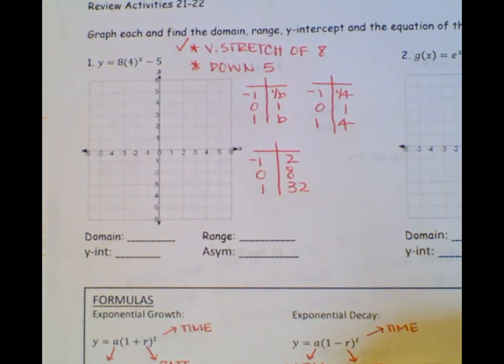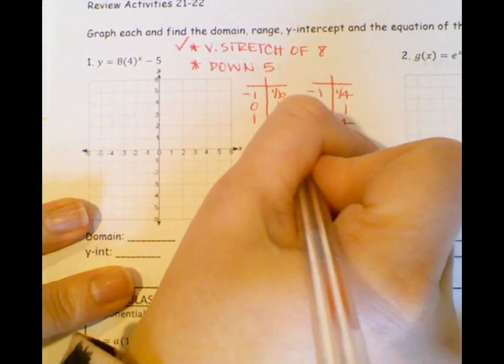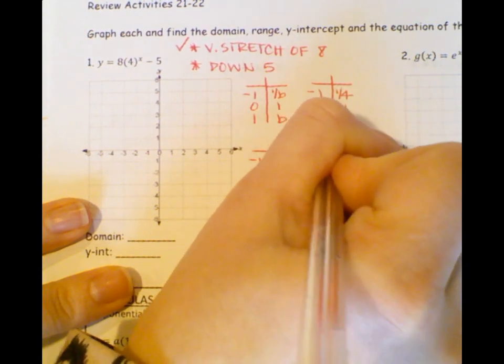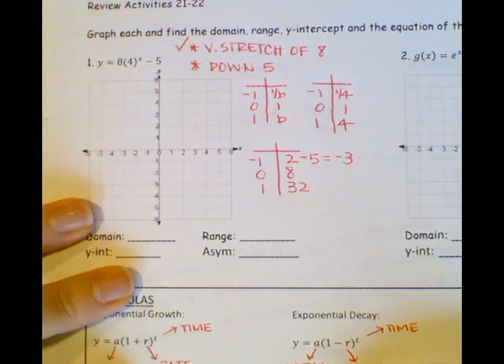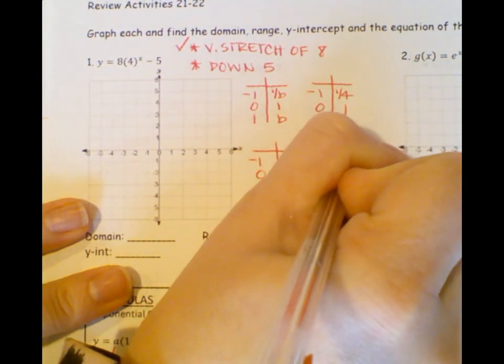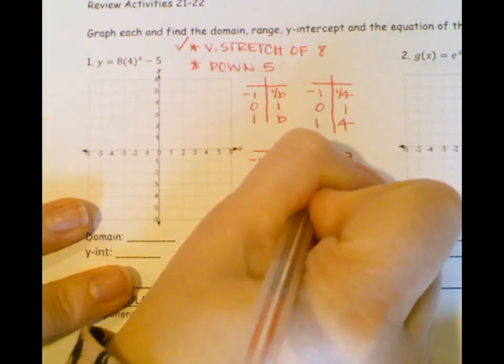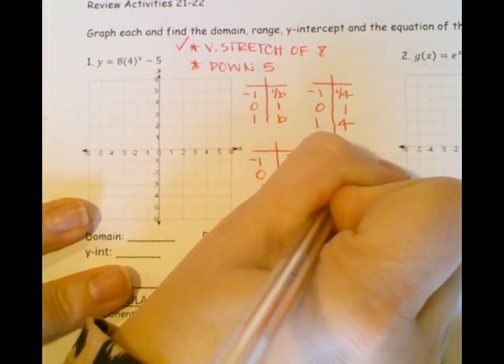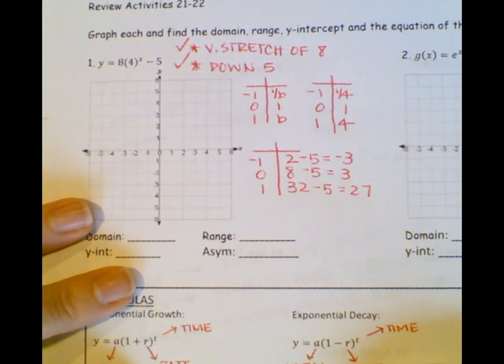With the down 5, again, that's your y-coordinate. You're going to subtract 5 from all your y's. So 2 minus 5 is -3. 8 minus 5 is 3. And 32 minus 5 is 27. Again, I'm going to check off my down 5 because I just did it. Those are the points that we will plot on our graph.